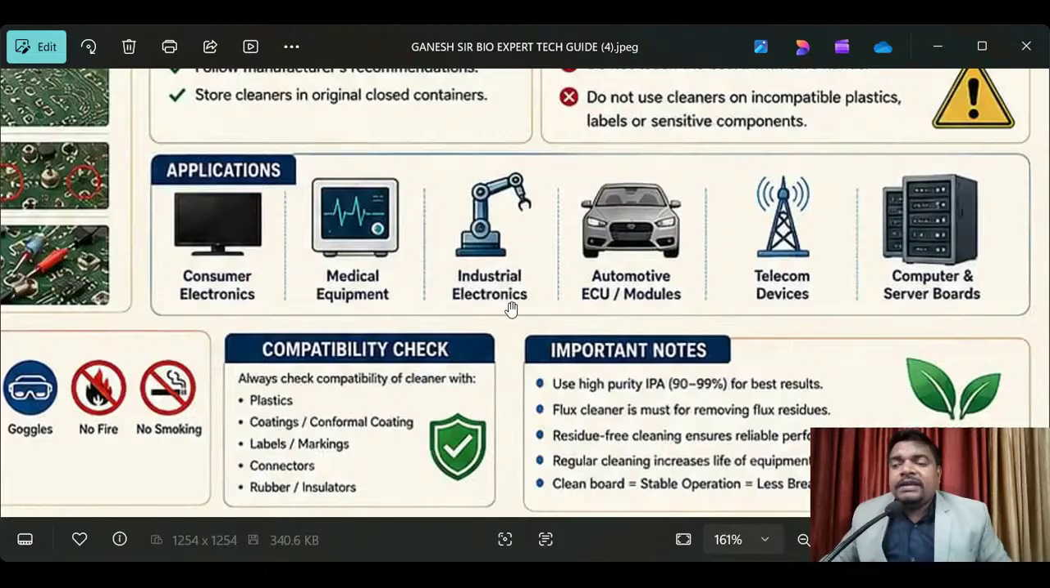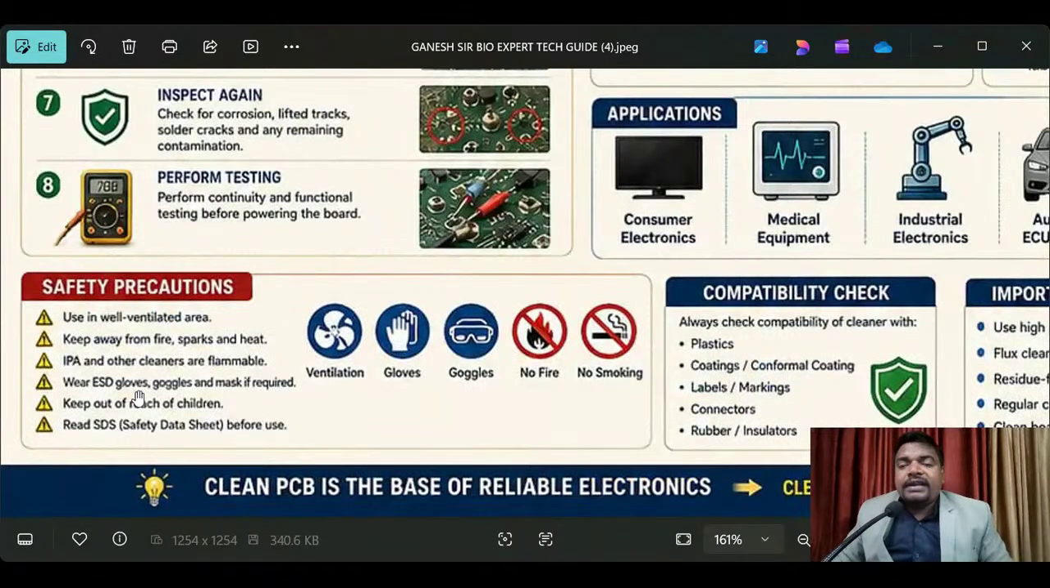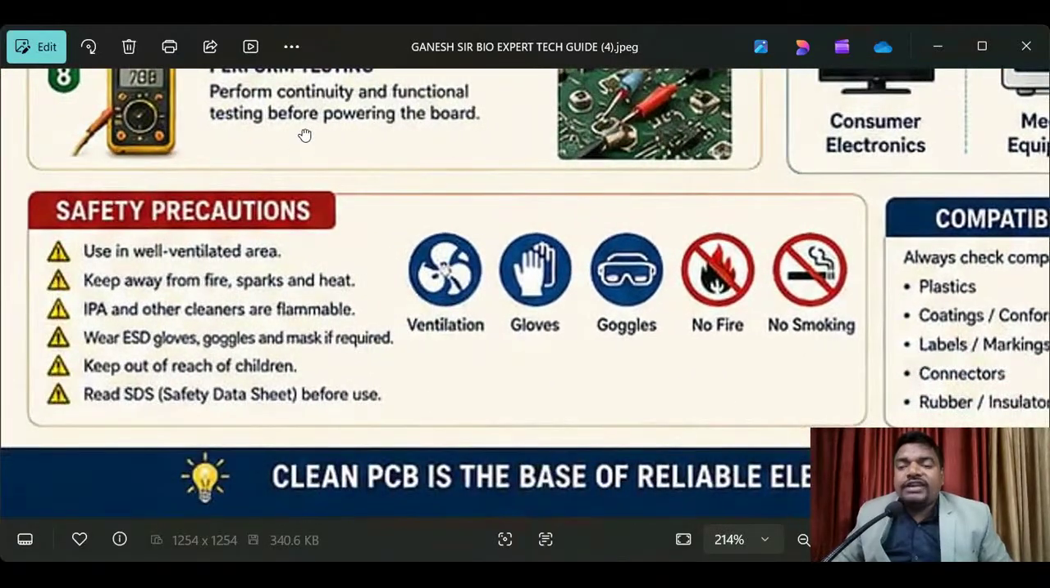See here, for sample purposes: industrial electronics, automotive ECUs and modules, telecom devices, computers and server boards. For example purposes I'm giving these here, but there are lakhs of components and devices available in society. Right, come to the point right now. Now I'm going to finish the final point, because I have said 100 points here.